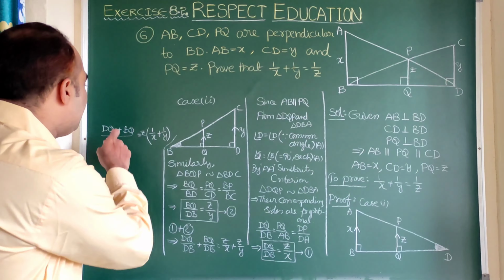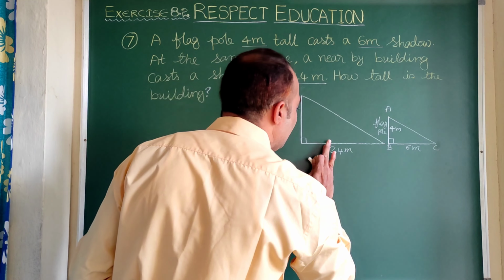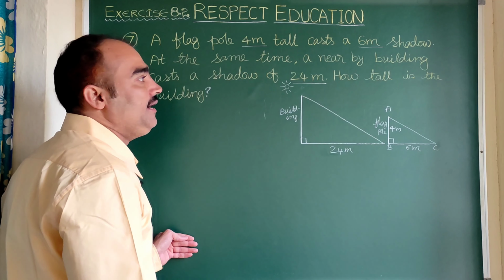Now let us write these values here. 4 meter pole, so here 4 comes here, this is 4 meter. I am taking AB as the pole and BC as its shadow. The length of the shadow is 6 meters, right? Now here 4 meter, 6 meter, okay, we have used them. Next here, the building casts a shadow of 24 meter. So this is the shadow, 24 meter for the building, and we need to find the height of the building.